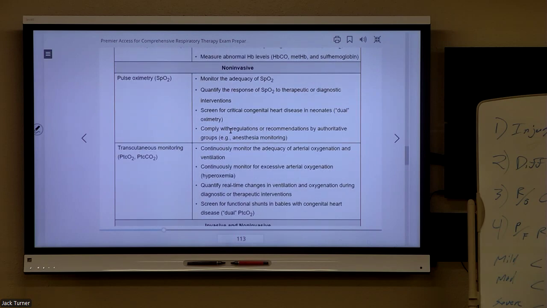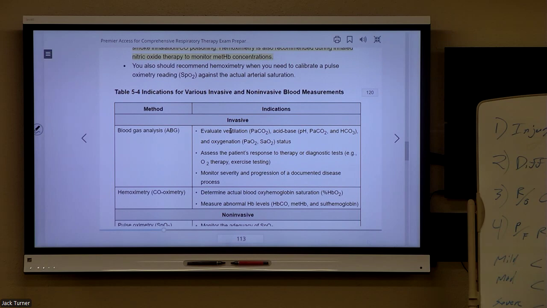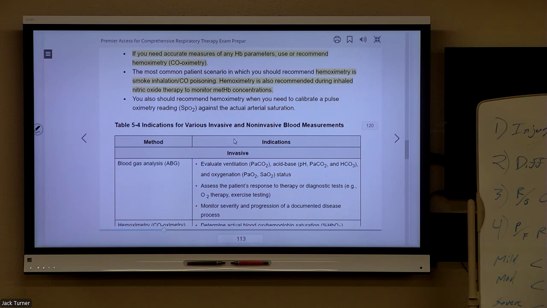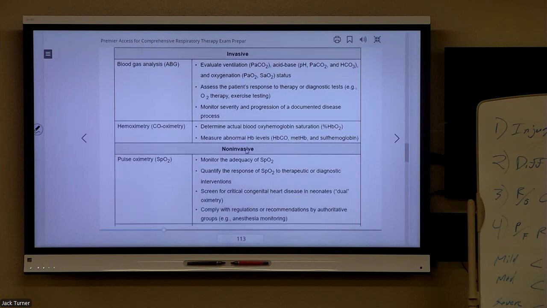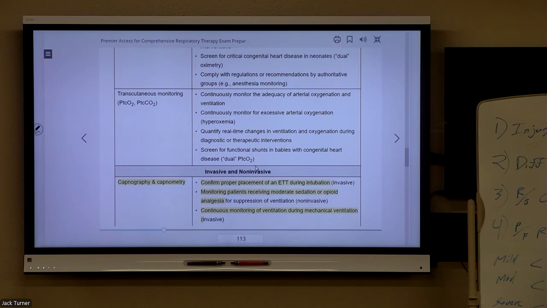Okay, so let me see. Where were we at here? Non-invasive. Symmetry, we did that. Okay. Before we move on, is everybody okay so far? So far, so good? Okay.